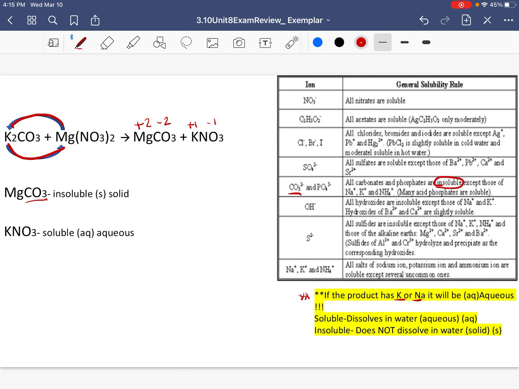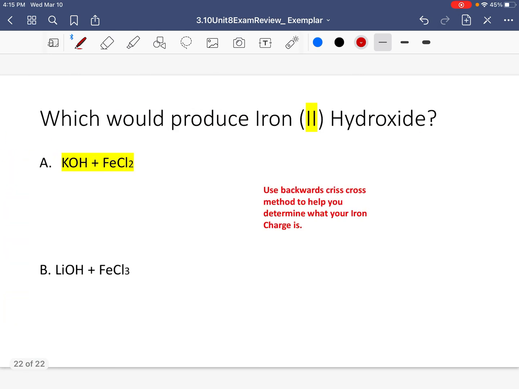What about potassium nitrate? Nitrate says all nitrates are soluble. Potassium says they are soluble. So in 2 different times on the chart, this tells me this product is soluble, so it must be. It is soluble, so it is aqueous.